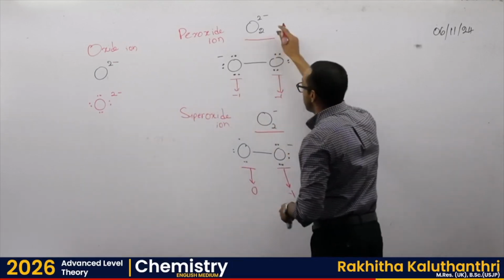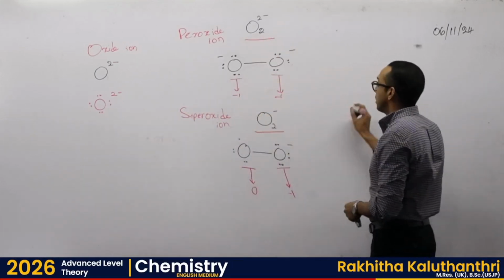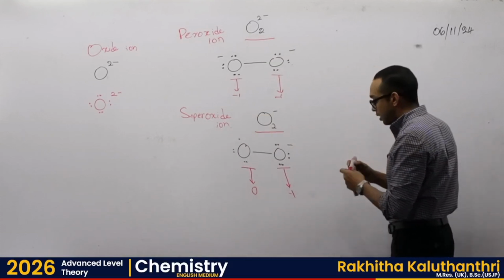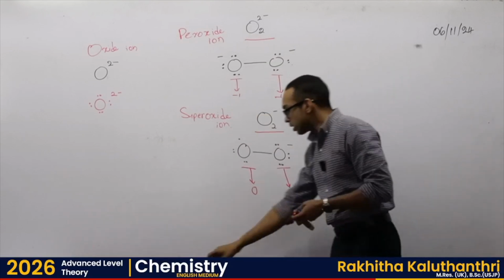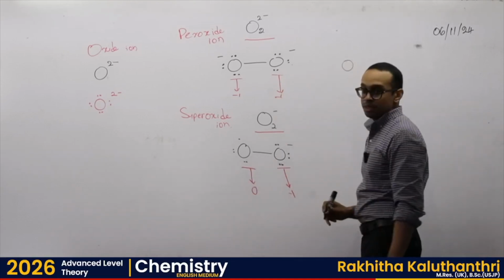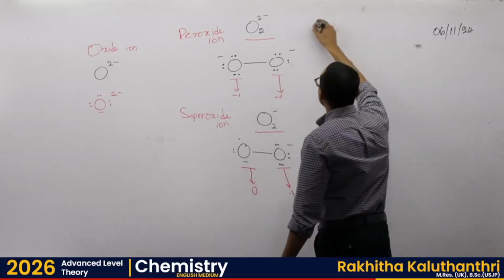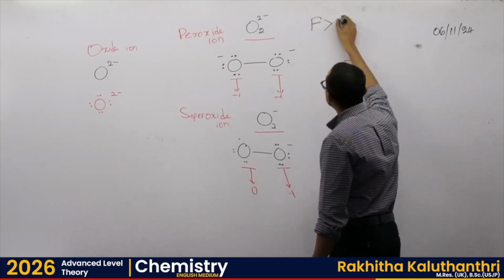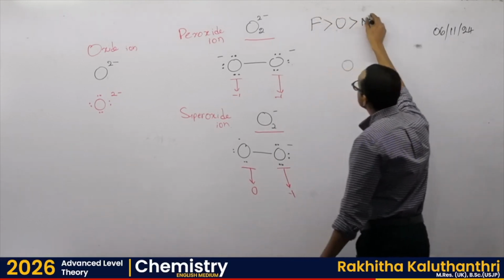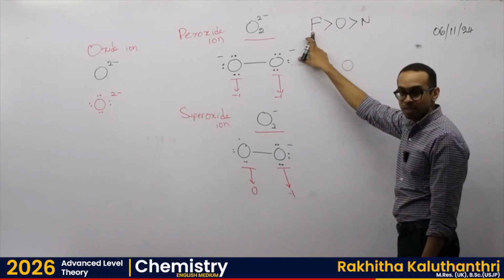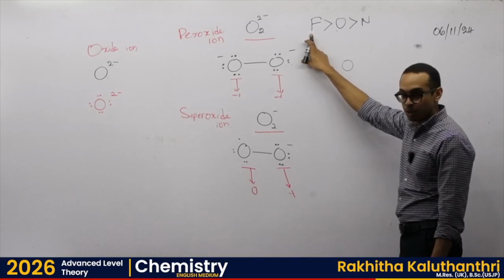Anyway, apart from these peroxide and superoxide, there's another instance where the oxidation number of oxygen can change. That is when oxygen is bonded to a more electronegative element than oxygen. Now in the entire periodic table, the most electronegative element is fluorine. Then comes oxygen and then comes nitrogen. So there's only one more element that is more electronegative than oxygen. That is fluorine.